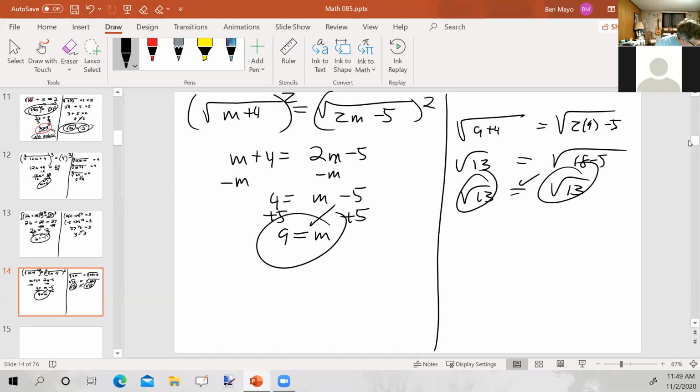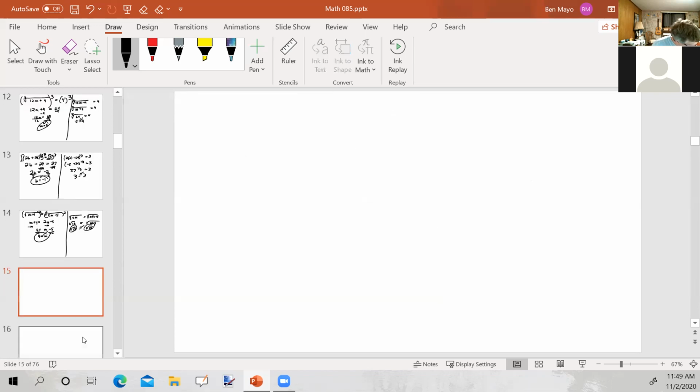Let's take a look at solving some formulas for a specific variable. This says D equals 1.4 times the square root of H, and we are to solve for H. Now, the term with the radical is isolated. 1.4 is not a separate term from the square root of H. It's being multiplied, so it's all the same term.